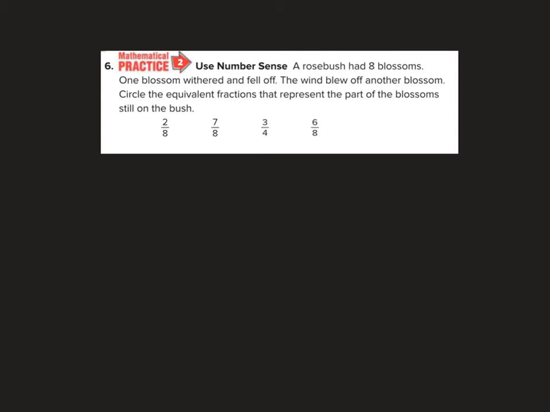A rose bush had 8 blossoms. 1 blossom withered and fell off. The wind blew off another blossom. Circle the equivalent fractions that represent the part of the blossoms still on the bush. Okay, this one's kind of multi-step. So I had 8. 1 fell off. And the wind blew off another blossom. Oops, sorry, another one fell off. Better subtract 1 here. So I am left with 6 blossoms on there. So 6 out of 8 are still on the bush.